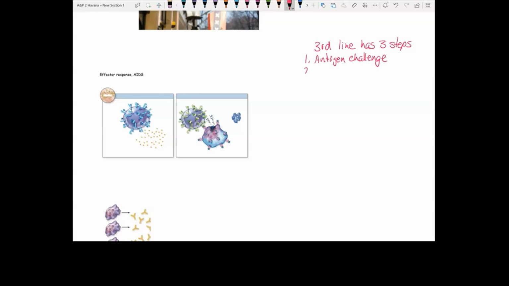Once you find your match, you do clonal selection. Now you have to make a whole army of these lymphocytes that match. Once you have your army, you are ready for effector response. Effector response is where you now fight the pathogen and then you get better.